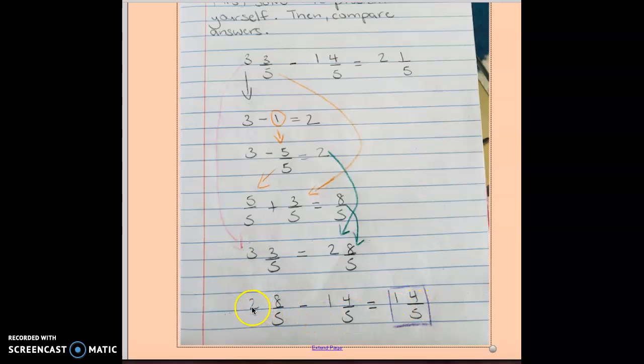So I first subtracted the whole numbers. 2 minus 1 is equal to 1. And then I subtracted the fractions, 8 over 5 minus 4/5, which gives me 4/5. So my answer is 1 and 4/5.